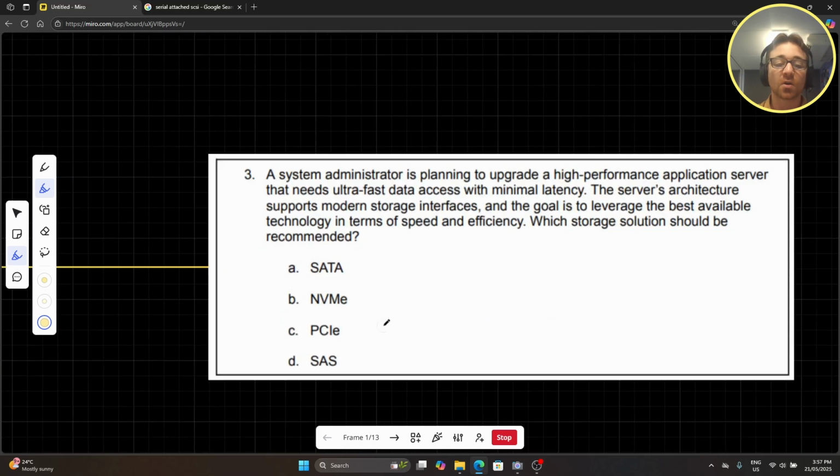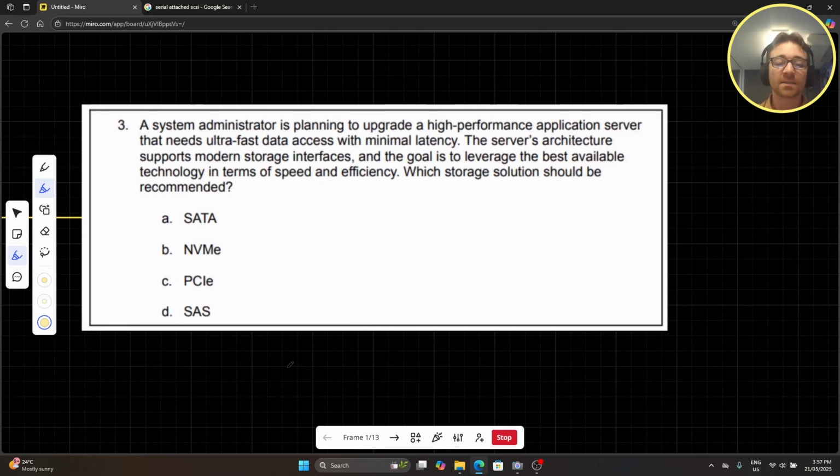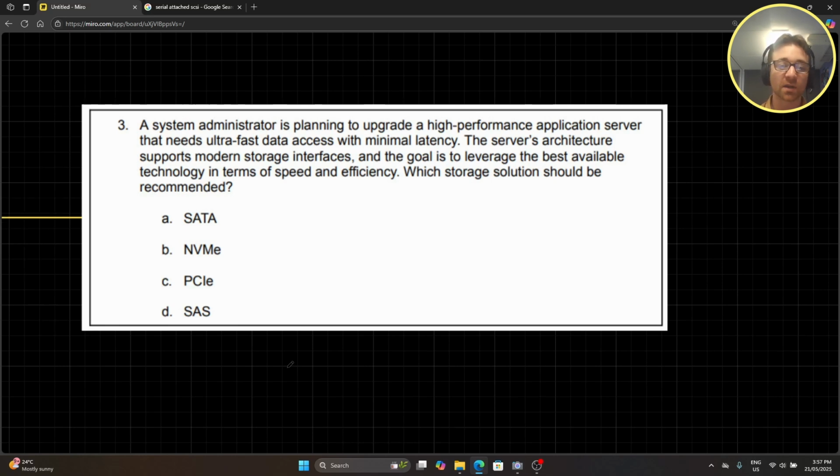All right, next question reads, a system administrator is planning to upgrade a high-performance application server that needs ultra-fast data access with minimal latency. The server's architecture supports modern storage interfaces, and the goal is to leverage the best available technology in terms of speed and efficiency. Which storage solution should be recommended? A. SATA, B. NVMe, C. PCIe, D. SAS.